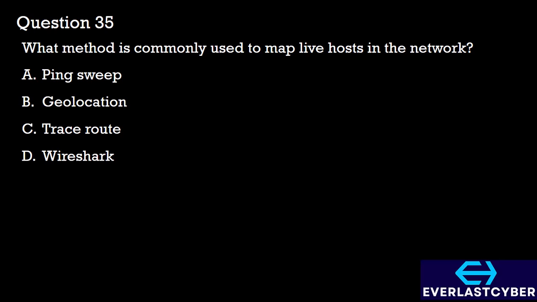Question 35. What method is commonly used to map live hosts in a network? A. Ping sweep. B. Geolocation. C. Trace routes. D. Wireshark. Ping sweep involves sending ICMP echo request packets to a range of IP addresses in order to determine which host is active and responding.